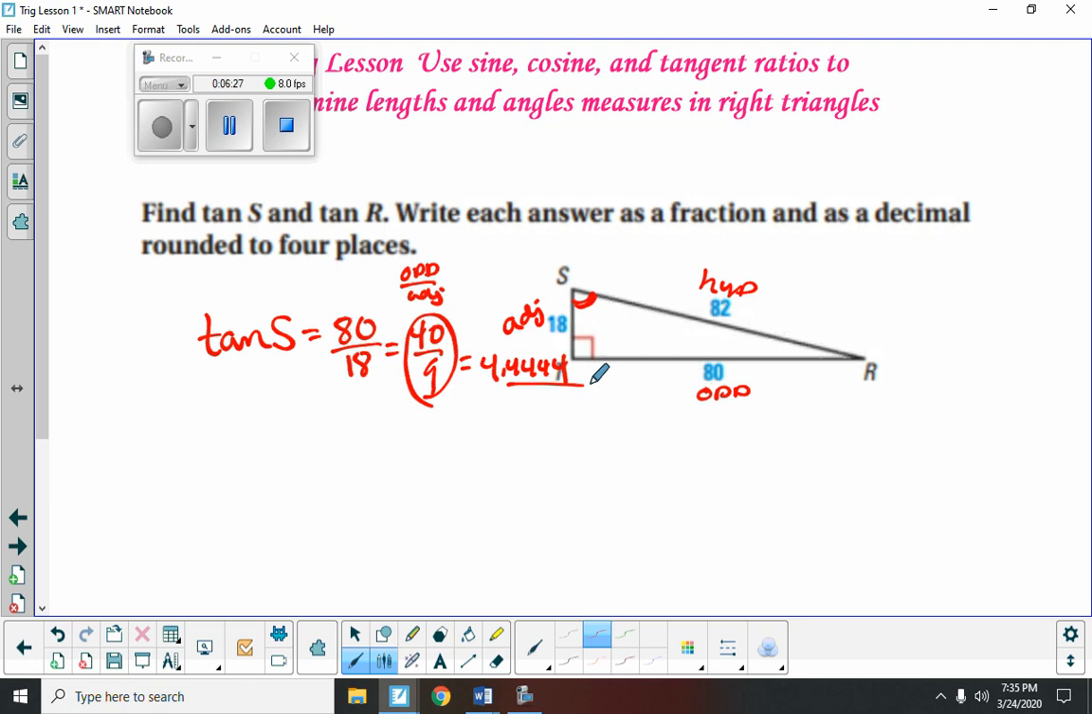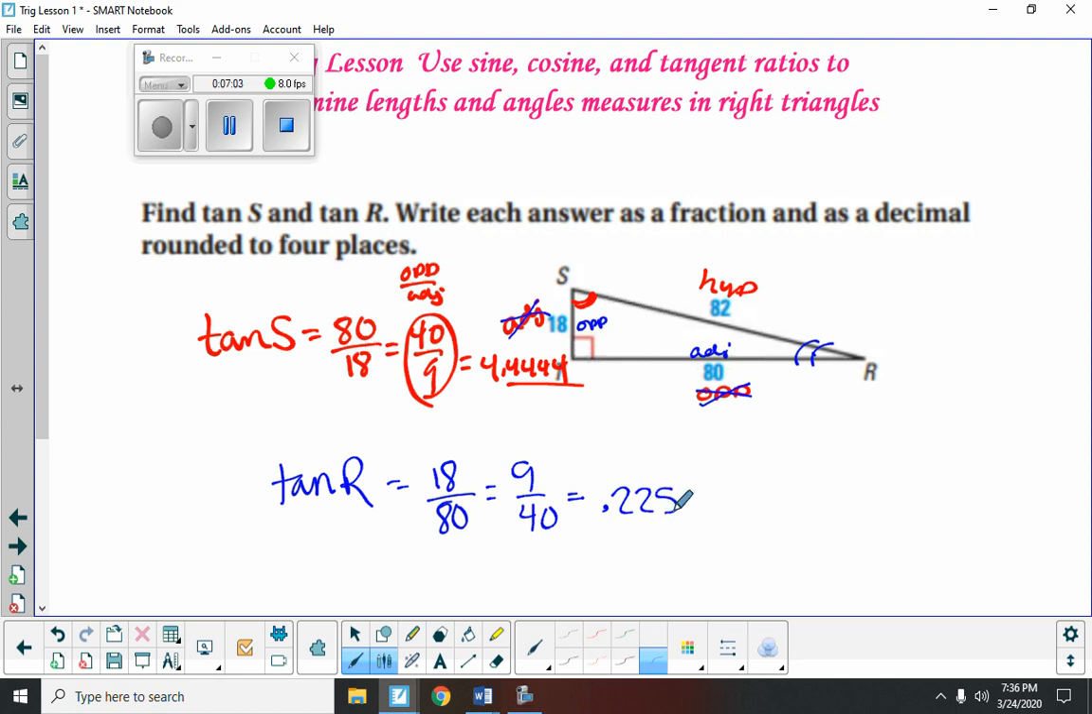Now it says find the tangent of R. So tangent of R, well now we're talking about angle R, which means it's this one, and so we're no longer using these for the opposite and adjacent. If you're standing on R, the opposite would become this, and the adjacent would be this one. And so the opposite is 18, and the adjacent is 80. So that would be 9 over 40. And if we write that as a decimal, 9 divided by 40, it's 0.225. That's only three digits, so we want 4, so we're just going to add a 0 there. All right, so that's what you're going to do for your first problems.